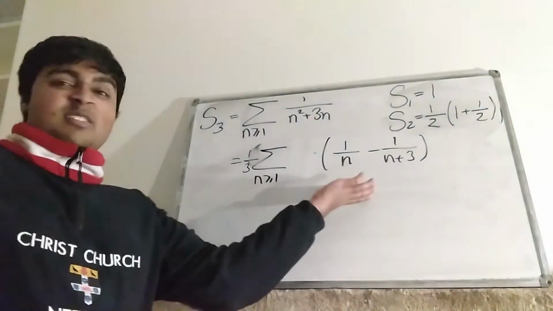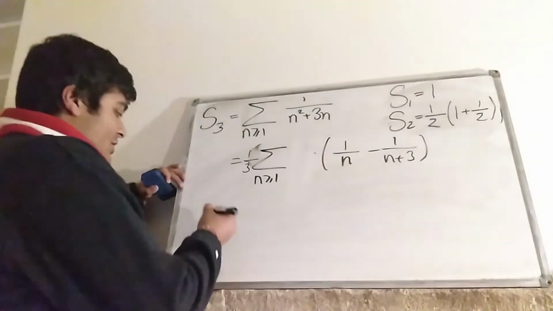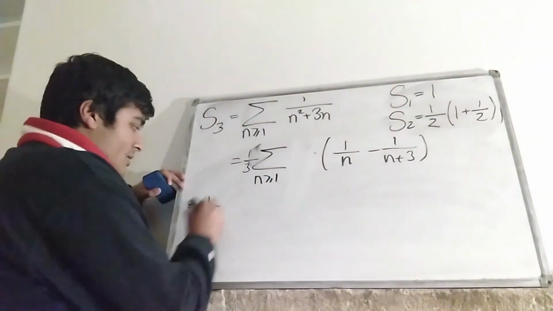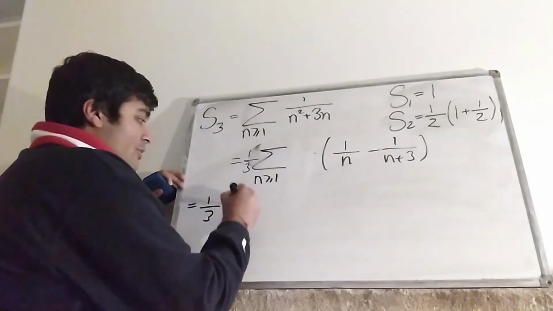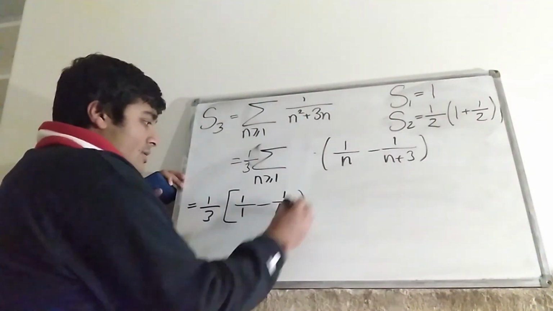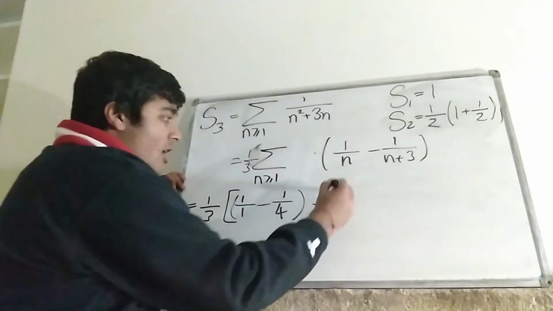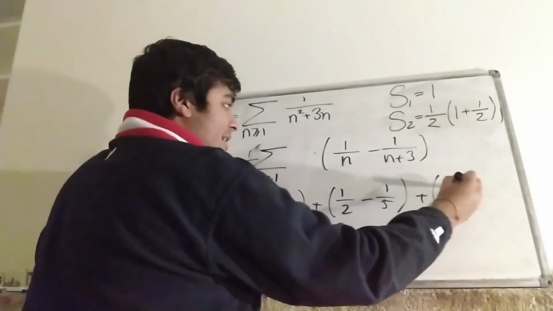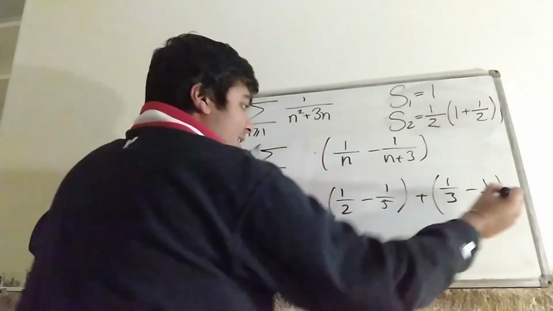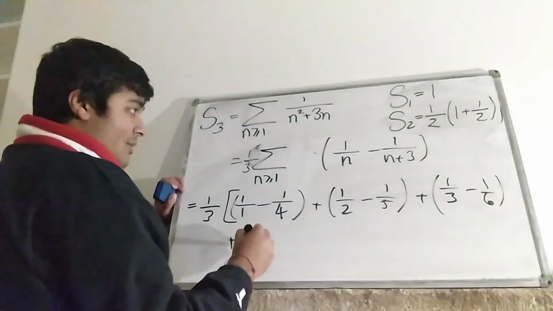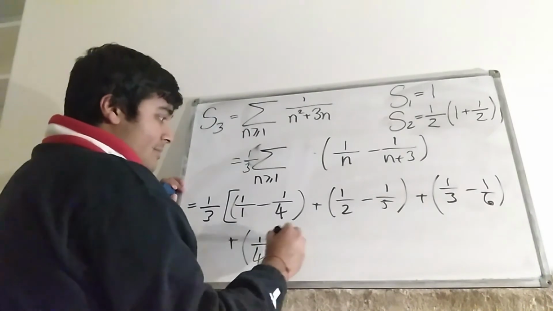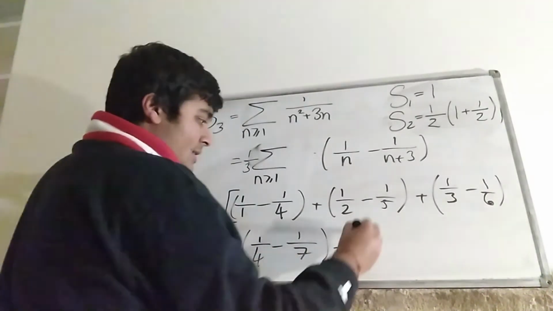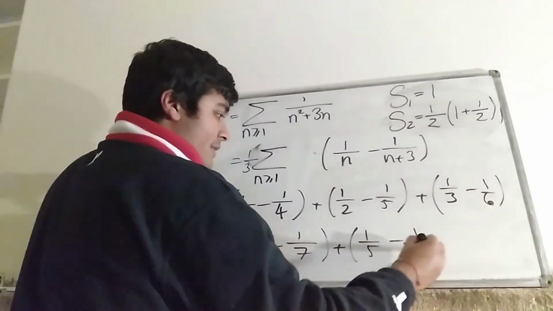Now we've got something that's nice and telescoping. So this is just a third. Let's plug in n equals 1, so we get 1 over 1 minus 1 over 4. When n equals 2, I get a half minus a fifth. When n equals 3, I get a third minus a sixth. And hopefully you can just see what's happening now. When I put n is 4, I get a quarter minus the 7th, and I'll do one more term, 1 over 5 minus 1 over 8.